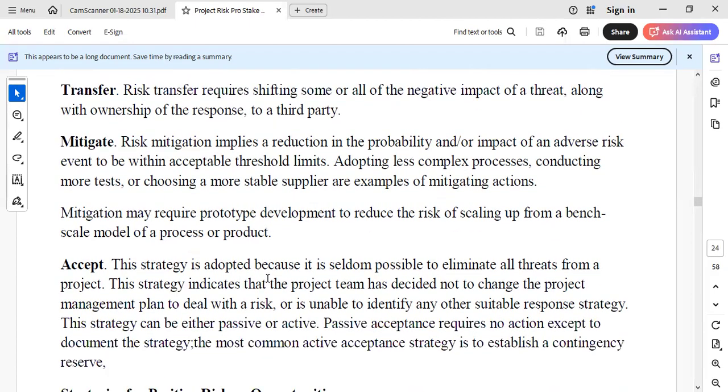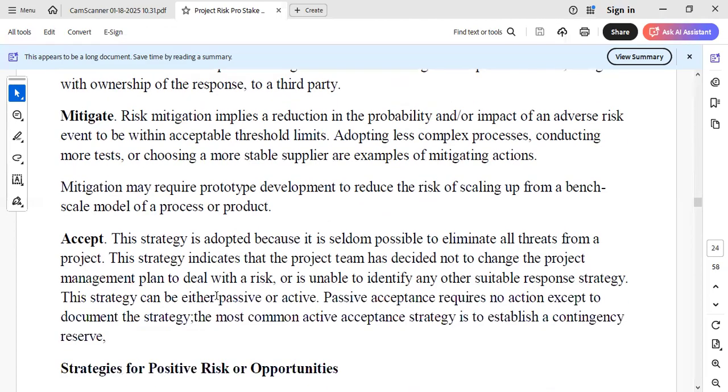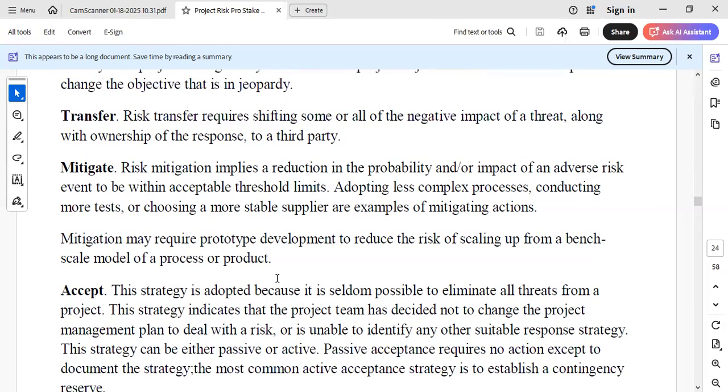Then accept. We accept negative risk too. In as much as we avoid them, there are some risks that you can accept. Okay, you have identified these risks and you try to eliminate them, they cannot be eliminated. You want to mitigate them, you cannot mitigate them. You want to transfer them, there's nobody to be transferred to.